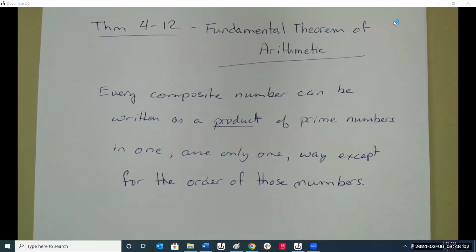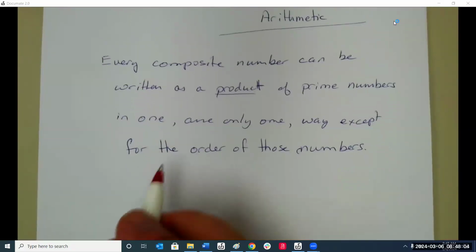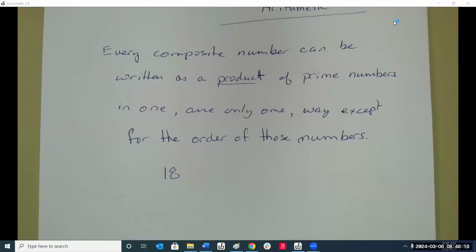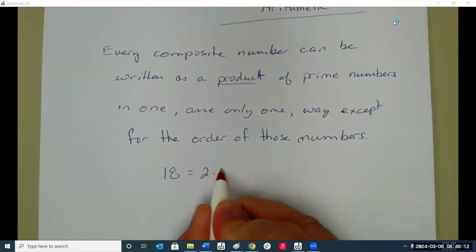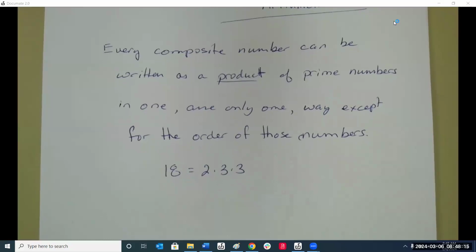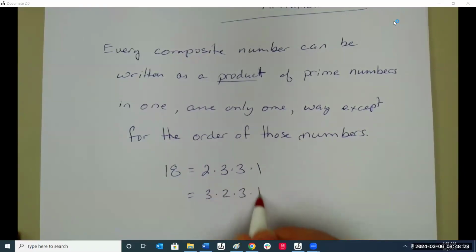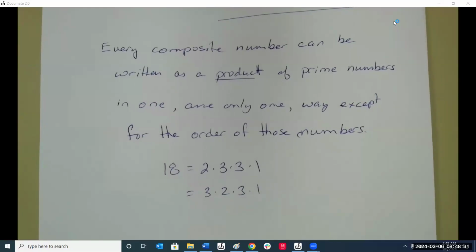What does that mean? So a composite number, say 18. We just figured out it's made up of 2 times 3 times 3. Those are the only prime numbers that make up 18. Well, times 1 also. One's in everything. That's what we call the unifier. Or I can write 3 times 2 times 3 times 1. So the order is not important. It's just that there's only one set of numbers that fits. That's what the fundamental theorem of arithmetic tells us.